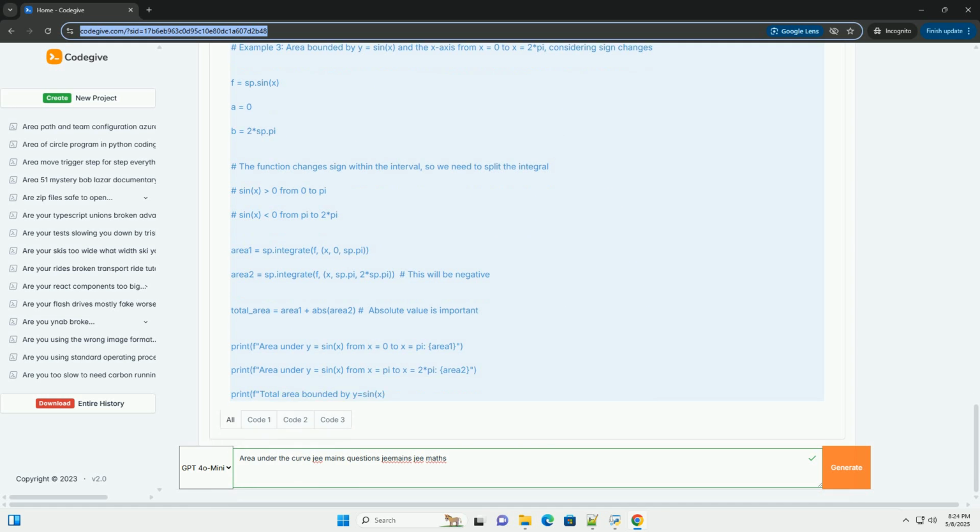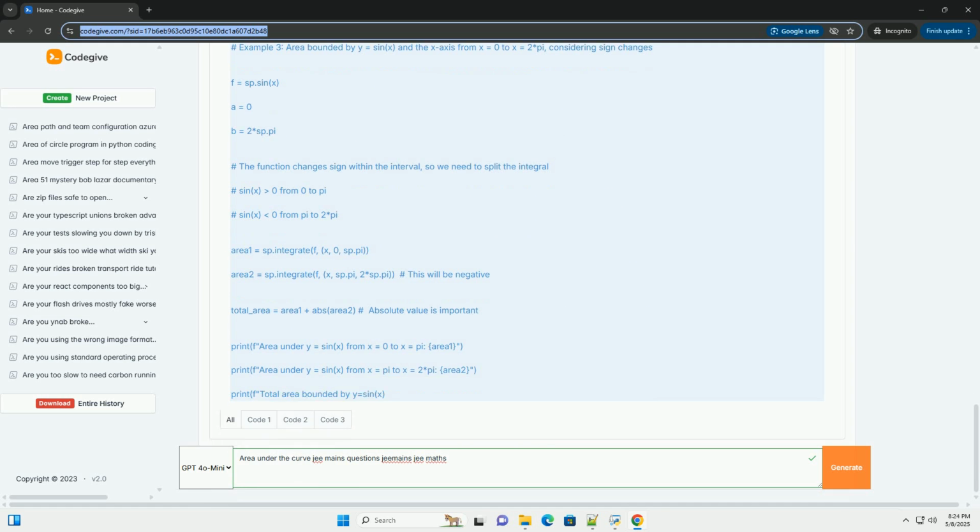Key takeaways from the code. Symbolic integration: SymPy provides accurate and analytical results for integration. Visualization: matplotlib helps you visualize the problem and verify your solution. Intersection points: finding intersection points is crucial for setting up the limits of integration. Splitting the integral: when the function changes sign or the upper/lower function changes, you must split the integral into multiple parts.